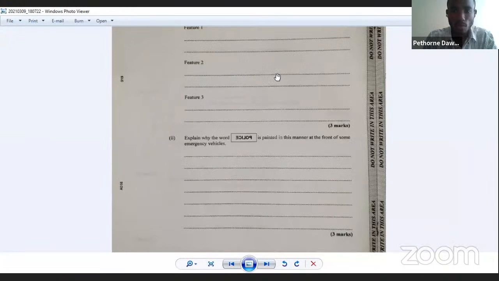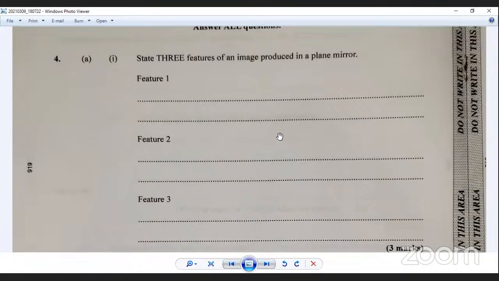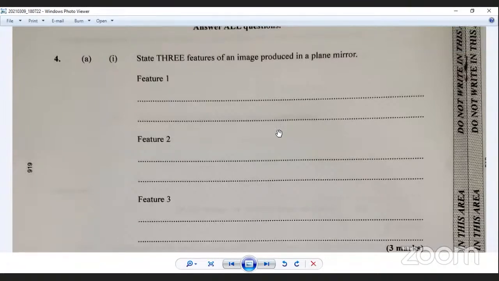All right. We're on now to question 4. State 3 features of an image produced in a plane mirror. All right. I will take it that, well, let me not assume. Does anyone know even one of these features of an image in a plane mirror? Nobody? So I know of virtual. All right, it is virtual. Very good. Thank you. It is virtual. Brianna, thank you.